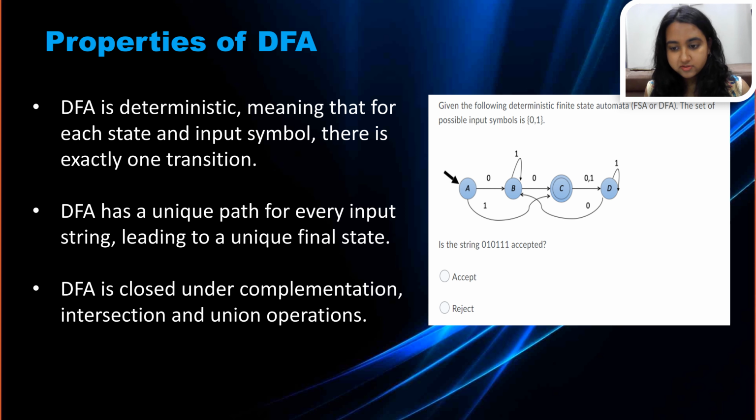Properties of DFA. DFA is deterministic, meaning that for each state and input symbol, there is exactly one transition. DFA has a unique path for every input string, leading to a unique final state. DFA is closed under complementation, intersection, and union operations.